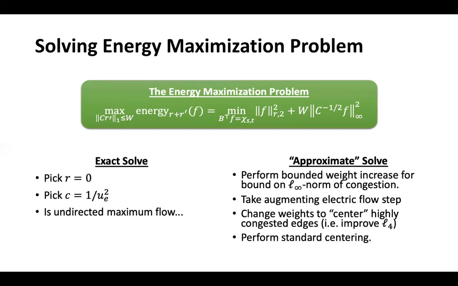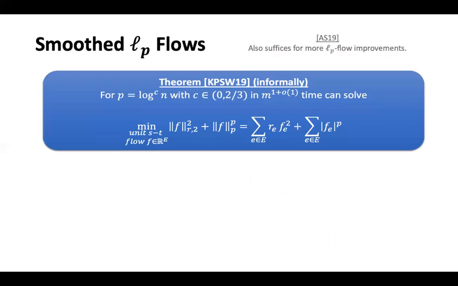I actually want to emphasize here that a 1 plus epsilon approximation is not enough. We need something stronger, but I'll get into that on the next slide. So I'm going to talk about how to solve this. I'm going to define a new type of undirected flow problem for this talk called a smooth LP flow that was introduced by King, Peng, Sachdeva, and Wang in 2019. What they proved is that when P is root log n, you can solve in almost linear time the following problem: min over ST flows of some 2 norm piece plus a P norm piece, which really has a lot of properties that we want.